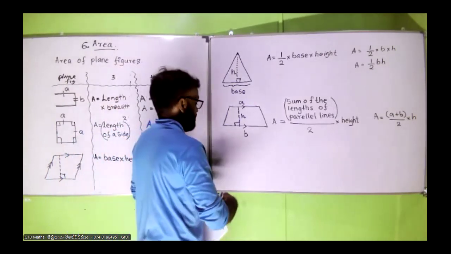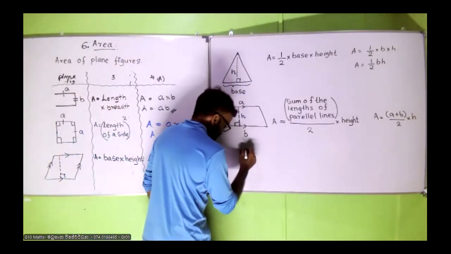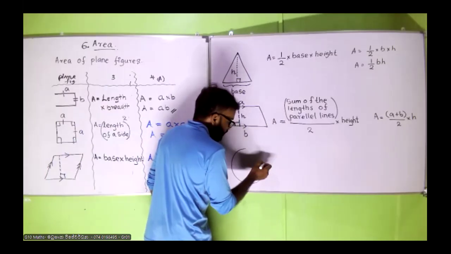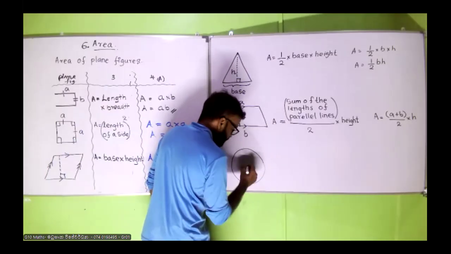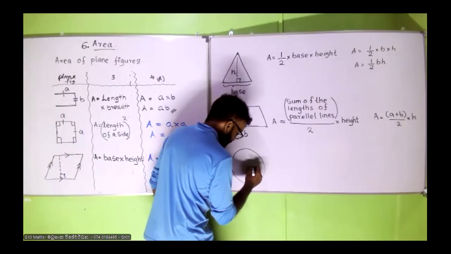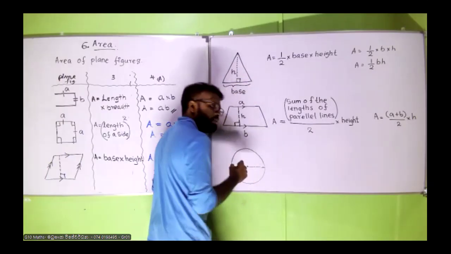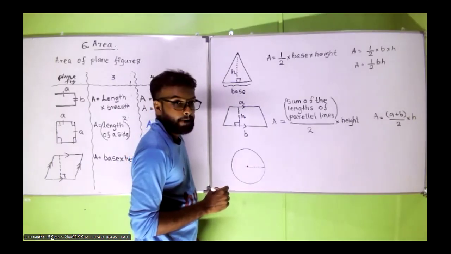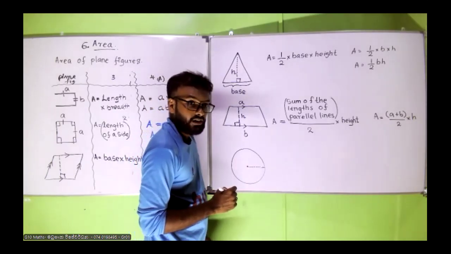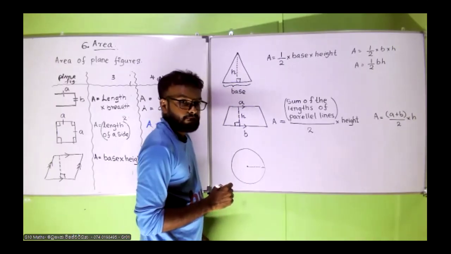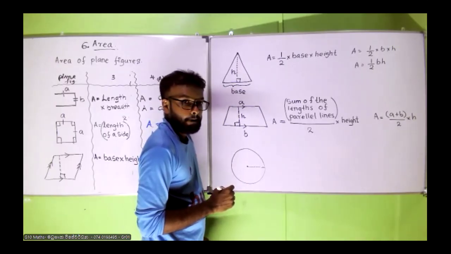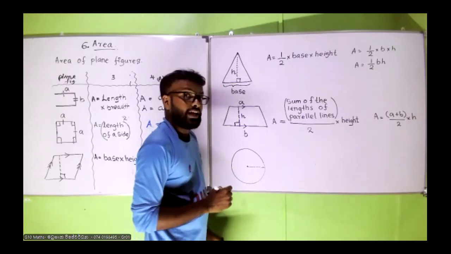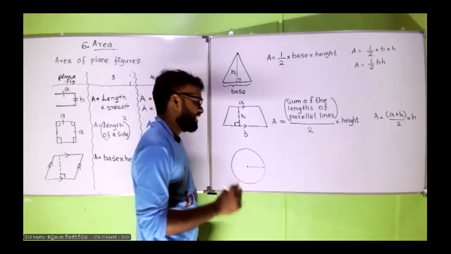Then circle. Can anyone tell me what would be the formula? Isn't it 2πr? No. Then what is 2πr? Perimeter of the circle. Circumference. Yes.